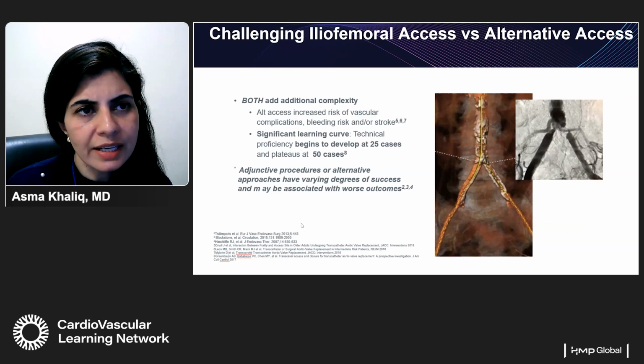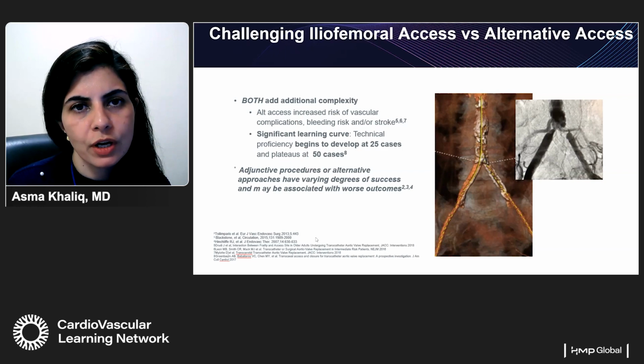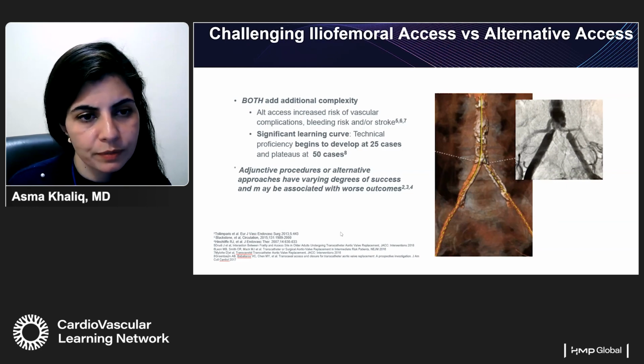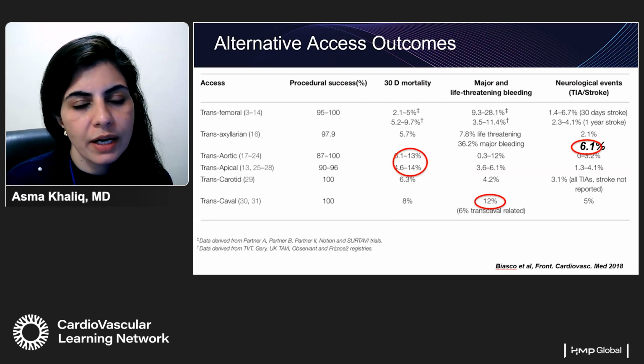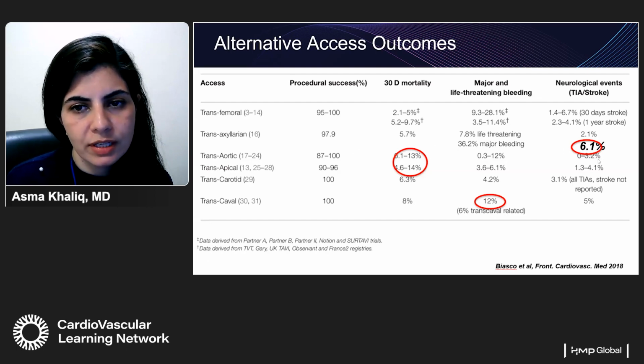So going back to the point that I'm trying to make, there are other studies which basically show the same thing, that as compared to facilitated iliofemoral TAVR, alternate access TAVR seems to have worse outcomes. Here's another study highlighting the same by Biasco et al., which was presented in Cardiovascular Medicine in 2018. They basically show that the apical and transaortic TAVRs have higher mortality as compared to the transfemoral TAVR, and the transaxillary TAVRs have a higher risk of strokes as compared to transfemoral TAVRs.